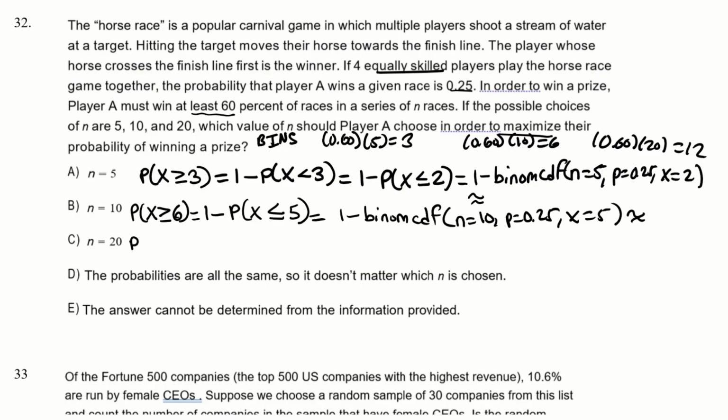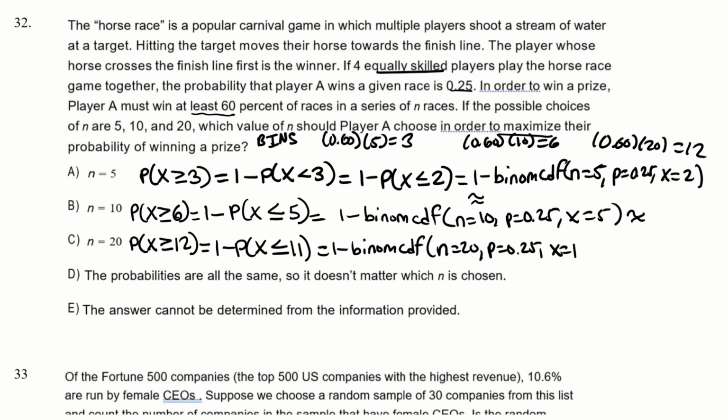All right, here we get the probability that x is greater than or equal to 12, because in order to win 60% of games, it has to be 12 games won. So 1 minus the probability that x is less than 12. Sorry about that, I was correct. And then this one's going to be x is less than or equal to 11. It's 1 less. All right, and then we get 1 minus binomial CDF of n equal to 20, p equals 0.25, and x equal to 11.